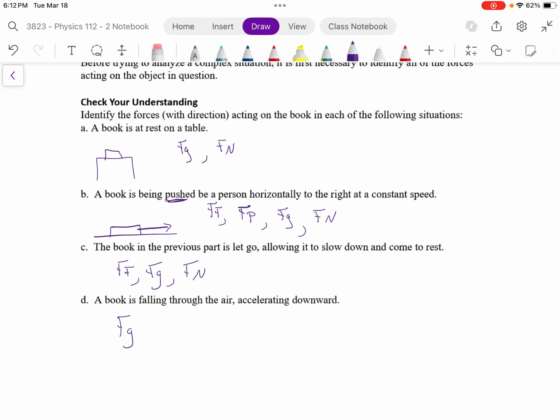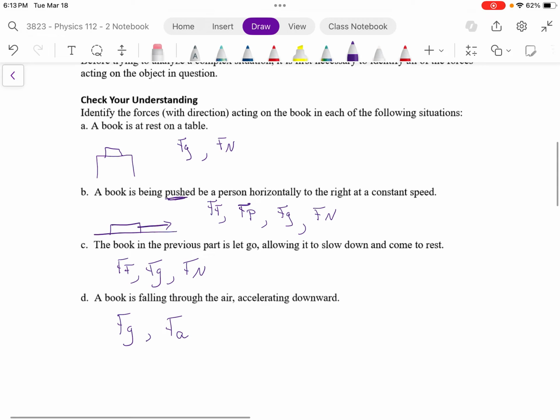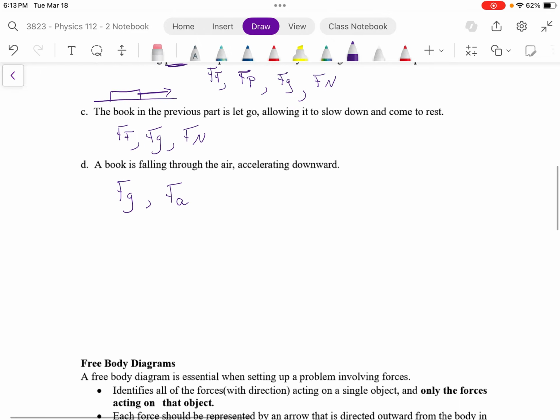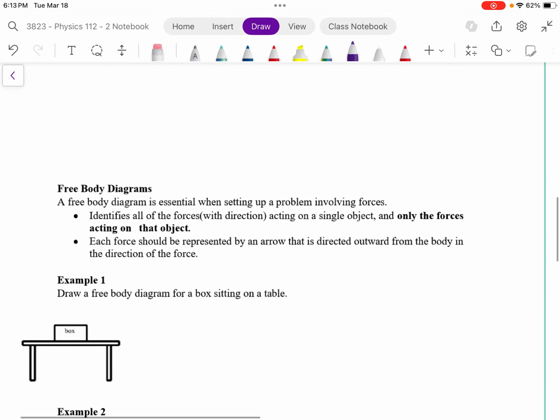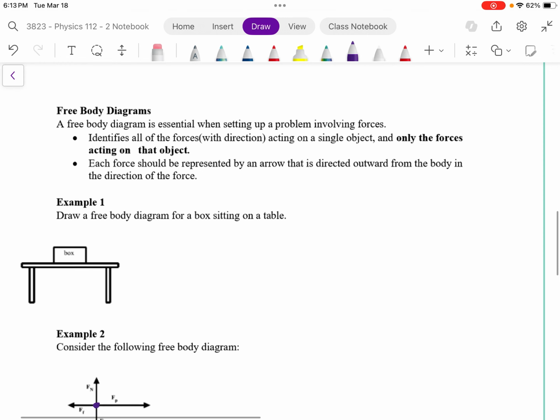So the reason the book is falling is because of gravity, and as it falls through the air, we can assume that there is some air resistance that happens there. So hopefully you were able to identify the forces acting in each of these situations. Not only do we need to be able to identify the forces, we need to be able to identify how the forces are acting on an object.